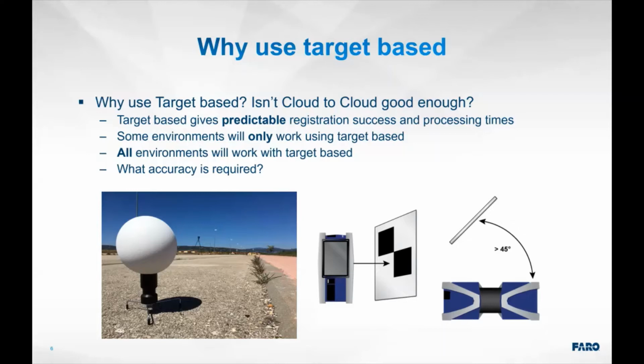The reason it's predictable is that the software isn't even going to look at your clouds with regards to trying to put them together. It is literally picking out 3 or 4 points and matching those points. So you can predict the results you're going to get, and it's quite repeatable. So it's very good for that. Also, some environments will only work when using target-based. I've got a couple of examples where you're going to have to use targets if you're going to register your scans together. I'll show you them in just a moment.